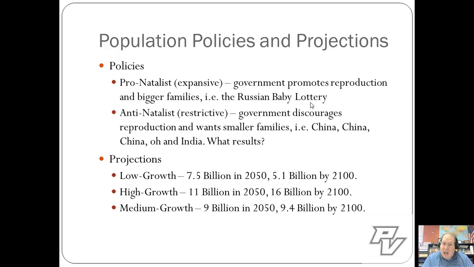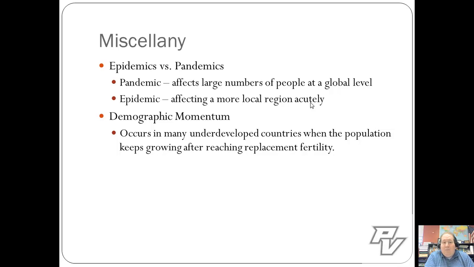Then there's the high-growth projection. The high-growth projection says that by 2050, we will have reached 11 billion people, and that by 2100, 16 billion. But most people are locking into the medium growth projection that says that by the year 2050, the world will have reached 9 billion people and will start to steady out over the next few years after that, reaching about 9.5 billion. Where we'll fall in these bands depends on a lot of other issues, especially having to do with the demographic transition.